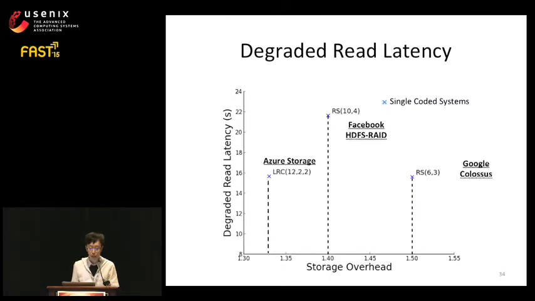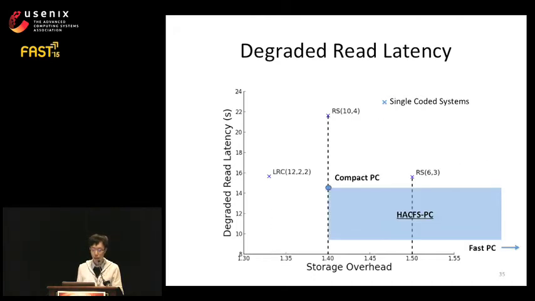First, we'll take a look at the degraded read latency. Here, the x-axis is the storage overhead. The y-axis is the degraded read latency measured in seconds. Our cluster during this experiment is heavily utilized. There are several MapReduce jobs running in the foreground in addition to this recovery operation. We first measure the numbers for 3 production systems. All of them are single-coded systems. Facebook and Google use Reed-Solomon, and Windows Azure Storage uses local reconstruction code.